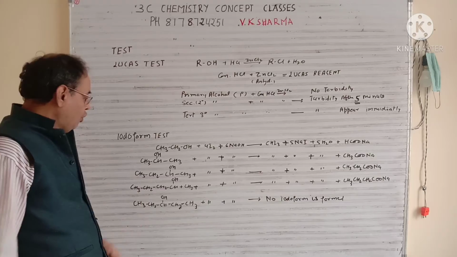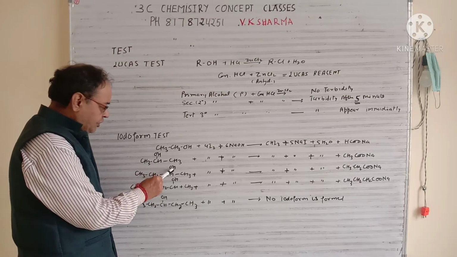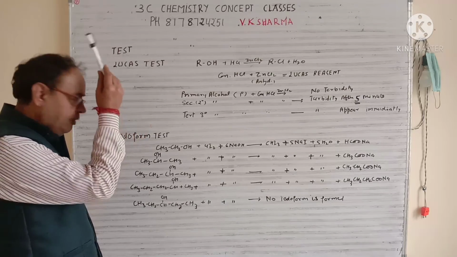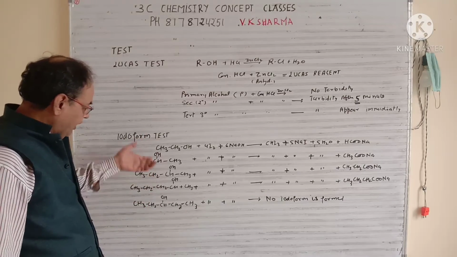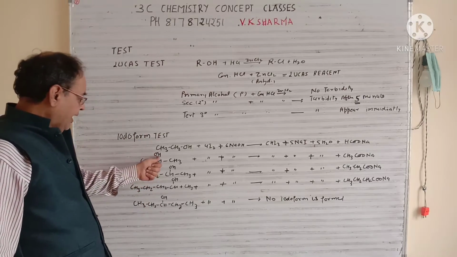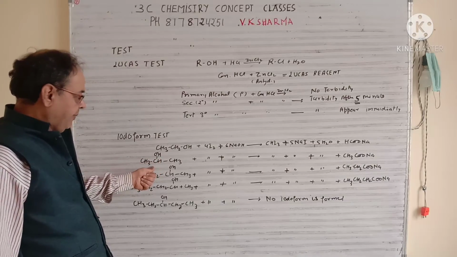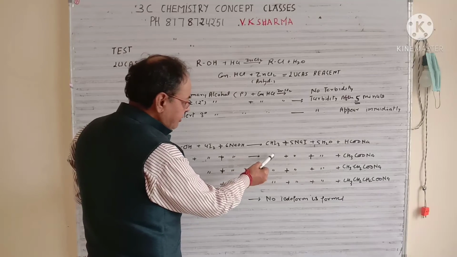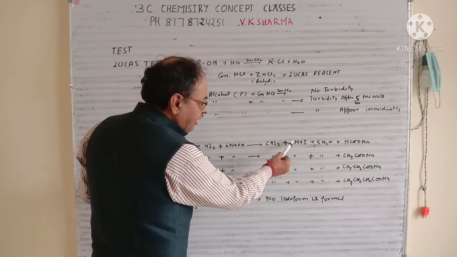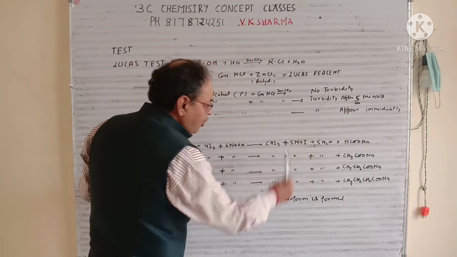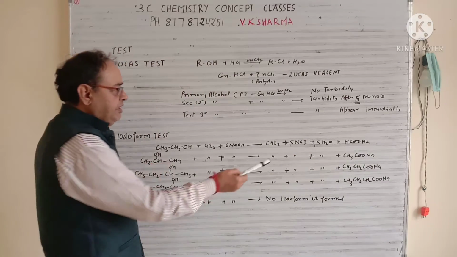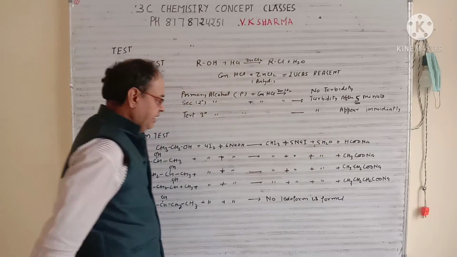Now for the rest of the alcohols, when OH is on the second position, the number of carbons may be any. It may be 5, 6, 7, 8, 9, 10, whatever it is. So I am taking very few examples. When alcohol is on the second position with 3 carbons, the same 4I2 plus 6NaOH will be common, the same CHI3 will be common, 5NaI will be common, 5H2O will be common. Since there are 3 carbons, it will give you 1 carbon less. So that will be CH3COONa, that is sodium acetate.